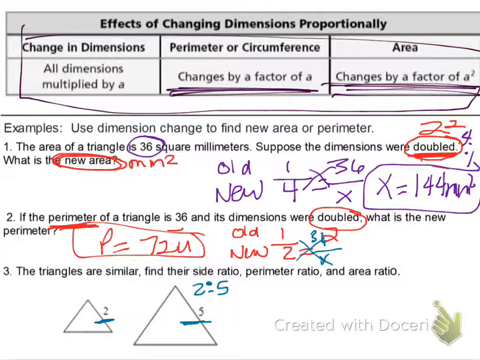Which means the perimeter ratio, if we're talking perimeter, is just in units, and units just have an exponent of 1. So our perimeter ratio is just the same, also 2 to 5. For your area ratio, when you think of area, that's in units squared, which means we need to square both of those numbers, and that'll get us our area ratio. So our area ratio here is 4 to 25.